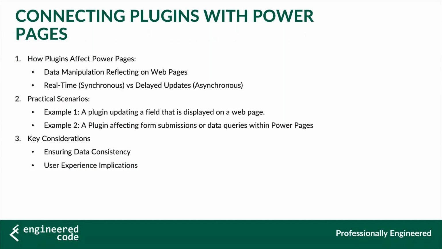For example, if your plugin updates a contact's information, that updated data can immediately appear on a web page that displays contact details. This is especially important in real-time scenarios where users expect the most up-to-date information. However, the timing of these updates depends heavily on whether your plugin is running synchronously or asynchronously. Synchronous plugins will reflect changes in real time, ensuring that the data presented to the user is always current. Asynchronous plugins, however, might introduce a delay, as the update happens in the background after the initial operation has completed.